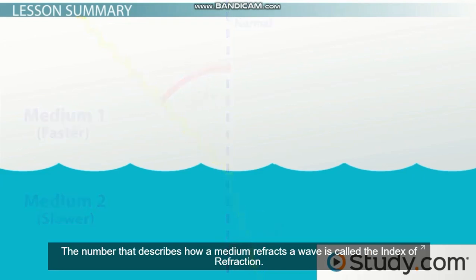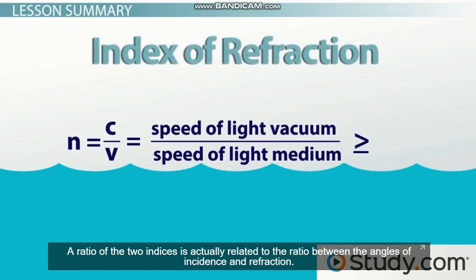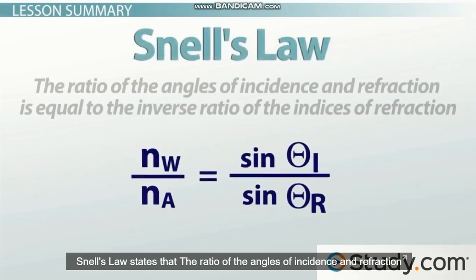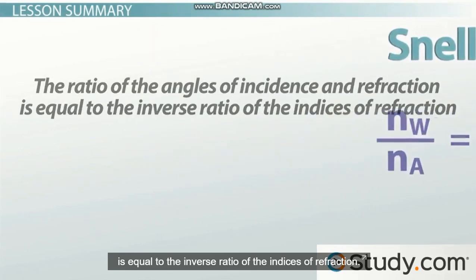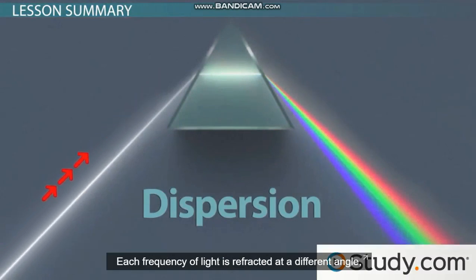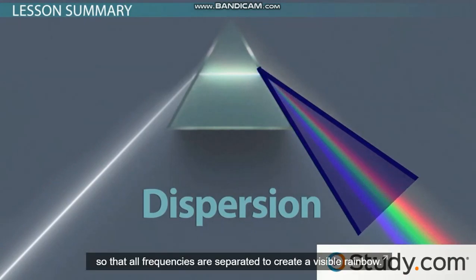The number that describes how a medium refracts a wave is called the index of refraction. A ratio of the two indices is actually related to the ratio between the angles of incidence and refraction. Snell's law states that the ratio of the angles of incidence and refraction is equal to the inverse ratio of the indices of refraction. Refraction of light waves explains the dispersion of white light when it passes through a prism. Each frequency of light is refracted at a different angle so that all frequencies are separated to create a visible rainbow.